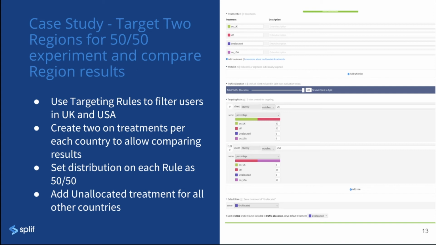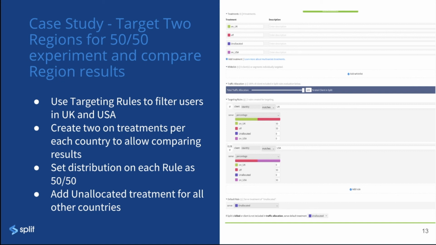And if the country is equal to UK, then we put 50% on the on UK treatment and 50% on the off. The other two treatments will get 0, and the other targeting rule would take care of the other country. In the end, we will have 50% of the UK population getting the treatment and 50% of the US population getting the treatment. Now, the off treatment is going to be mixed between the UK population and the US population, the other 50%. And the rest of the world will get unallocated.